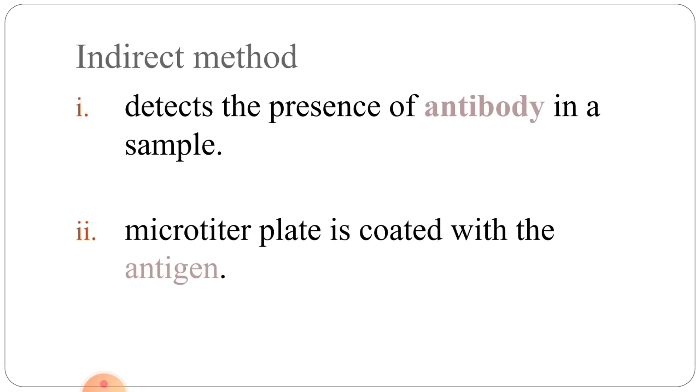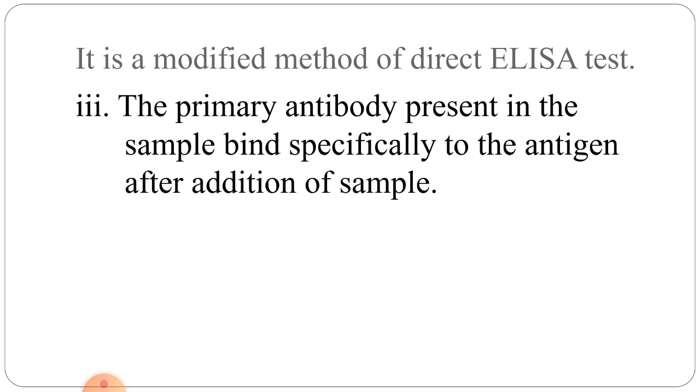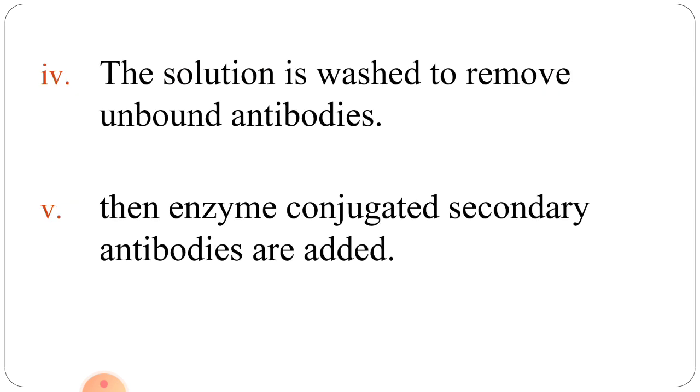Indirect method. It detects the presence of antibody in the sample. The microtiter plate is coated with an antigen. It is a modified method of the direct ELISA test. The primary antibody present in the sample binds specifically to the antigen after addition of the sample. The solution is then washed to remove unbound antibodies. Enzyme conjugated secondary antibodies are added to produce the color.